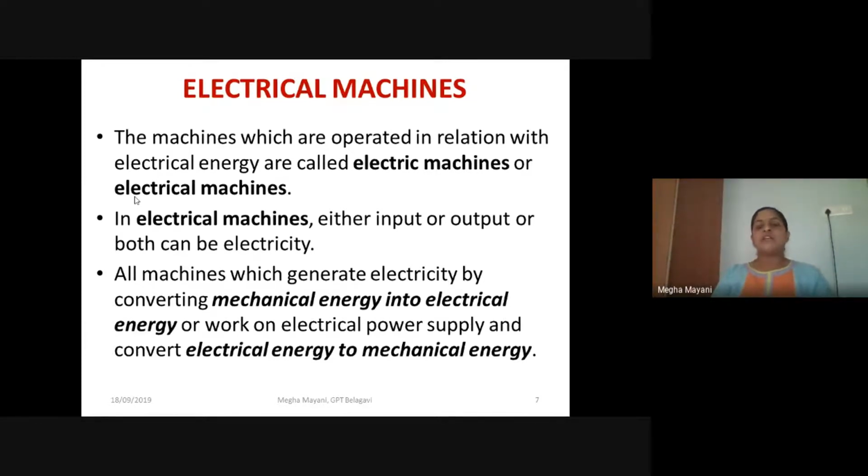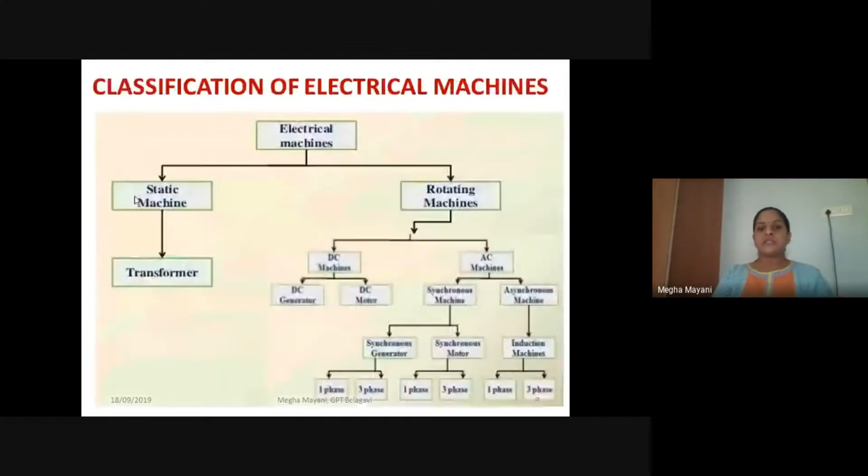So friends, you might have encountered such types of machines in your day-to-day life. Maybe it is a sieving machine or motors, different types of generators. These are all examples of electrical machines.